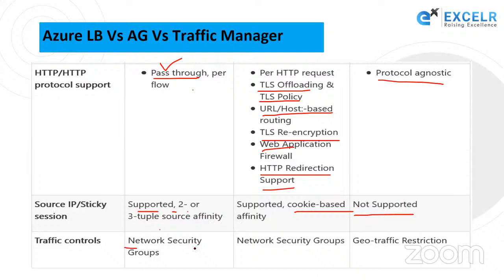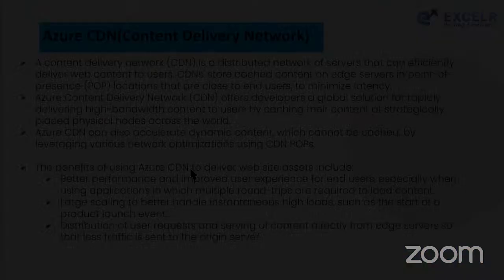Traffic control is done by your NSGs. Here also your NSGs, and here based upon the geo traffic restrictions. So that's it. I would say that's the difference between your LB, which is your load balancer, application gateway, and traffic manager. Fine. Then let's move to another service, which is called CDN.